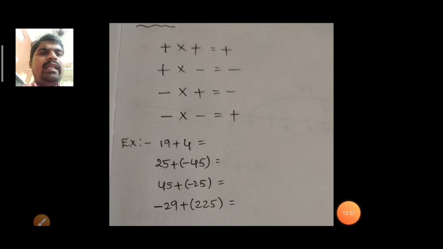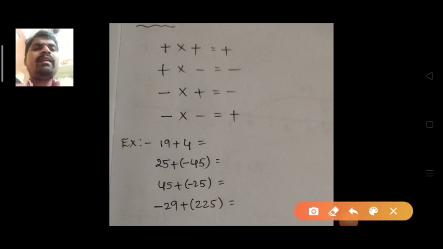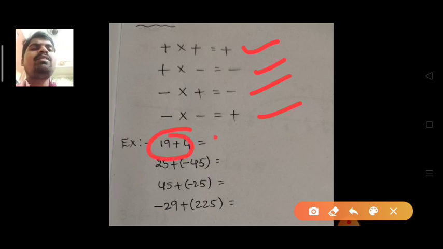Okay, here you observe once again I am explaining: plus into plus is plus, plus into minus is minus, minus into plus is minus, minus into minus is plus. Some examples here: 19 plus 4, nothing but addition, both are positive, so 23.